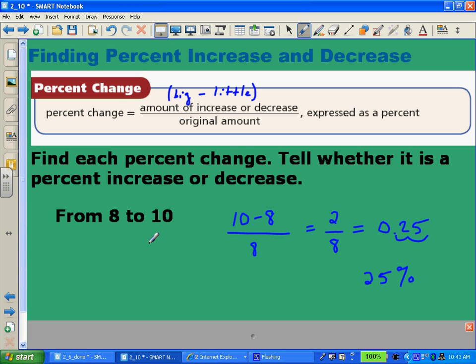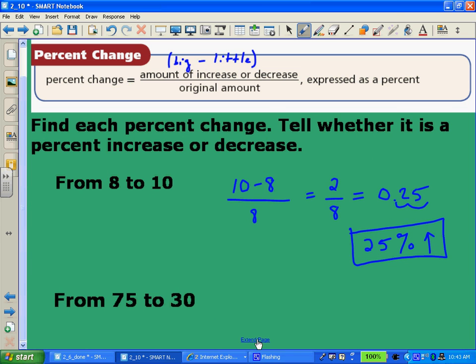Now the last part I have to say is whether it was an increase or a decrease. Well, you notice here I went from 8 to 10, so that means it got bigger, so it's an increase. So instead of having to write the word increase all the time, we're just going to draw a little upward arrow. So that means 25% increase. And again, this is exactly how I'd want you to show your work.